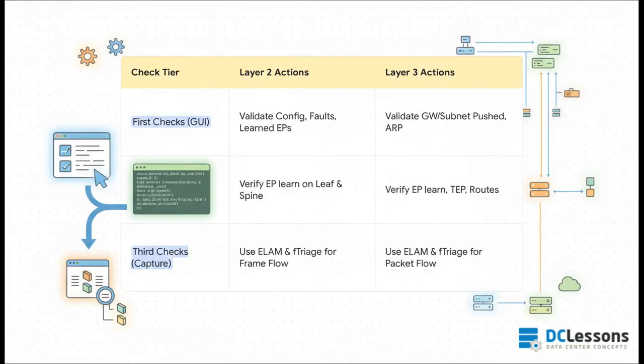Seriously, think of this as your cheat sheet for ACI endpoint troubleshooting. It doesn't matter if it's an L2 or an L3 problem, you've got a clear, logical path to follow. Start in the GUI, get more detail from the CLI, and only when you have to, go to packet captures. Following this process will save you so much time and make you a way more effective troubleshooter.